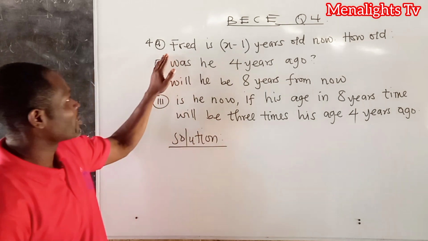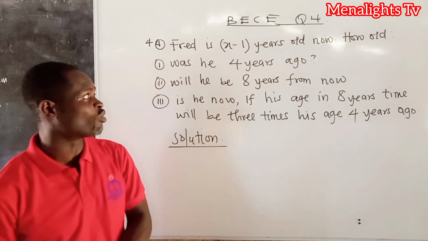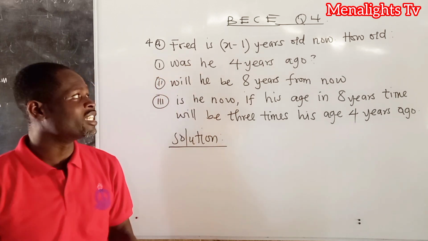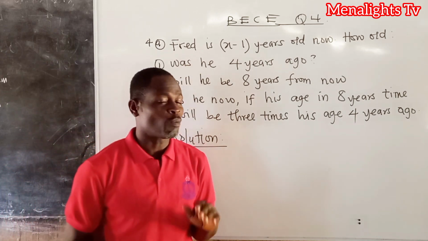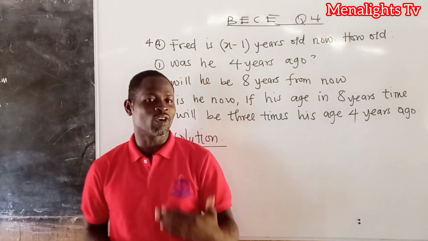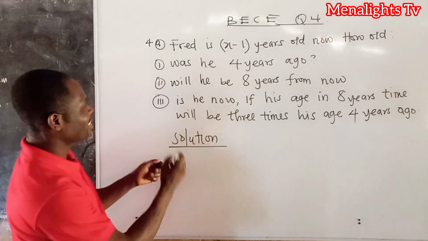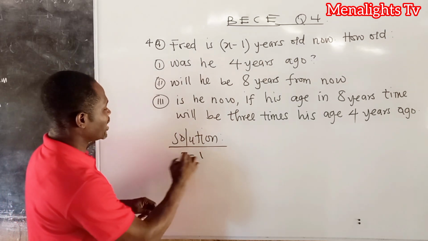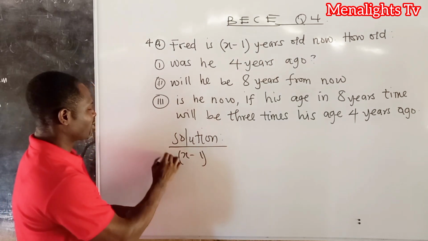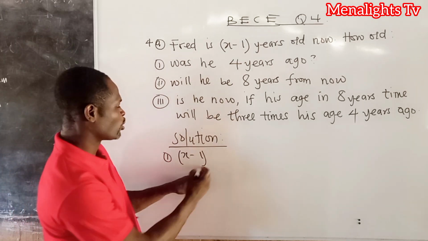So the first one says Fred is x minus 1 years old now. So right now Fred is what? x minus 1. So how old was he 4 years ago? Suppose Fred is 10 years old now. If I ask you how old he was 4 years ago, that would be 10 minus 4. So right now Fred is x minus 1 years old. That's how old he is now. So 4 years ago, how old was he?